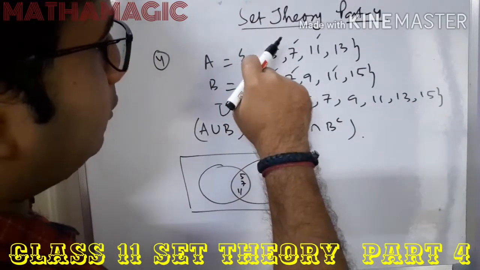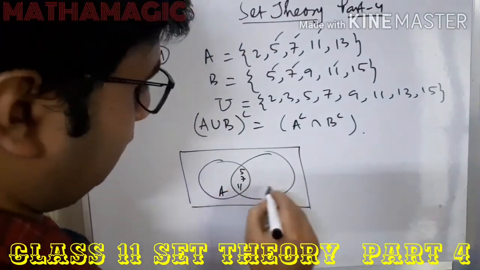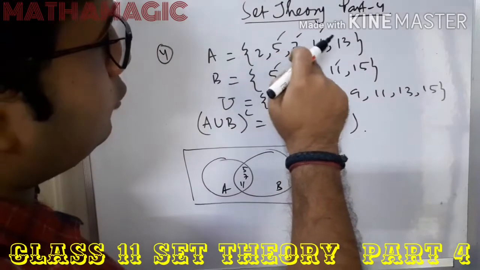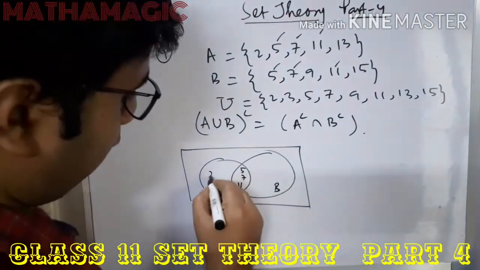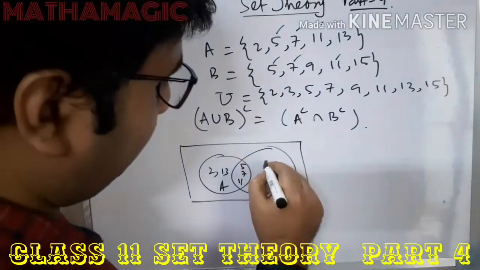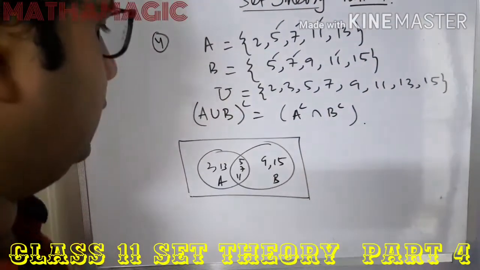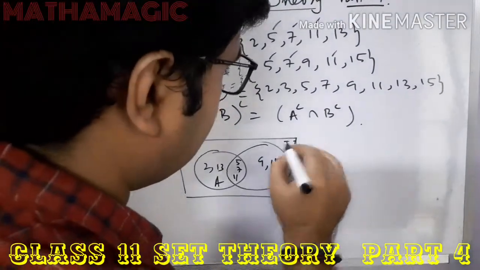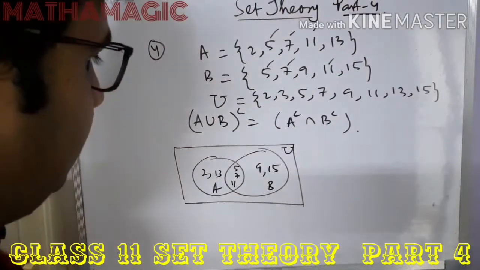And what are the parts of A? Let this be A, let this be B. So A only has 2 and 13. B only has 9 and 15. And this is the universal set. Now what are the things left out?